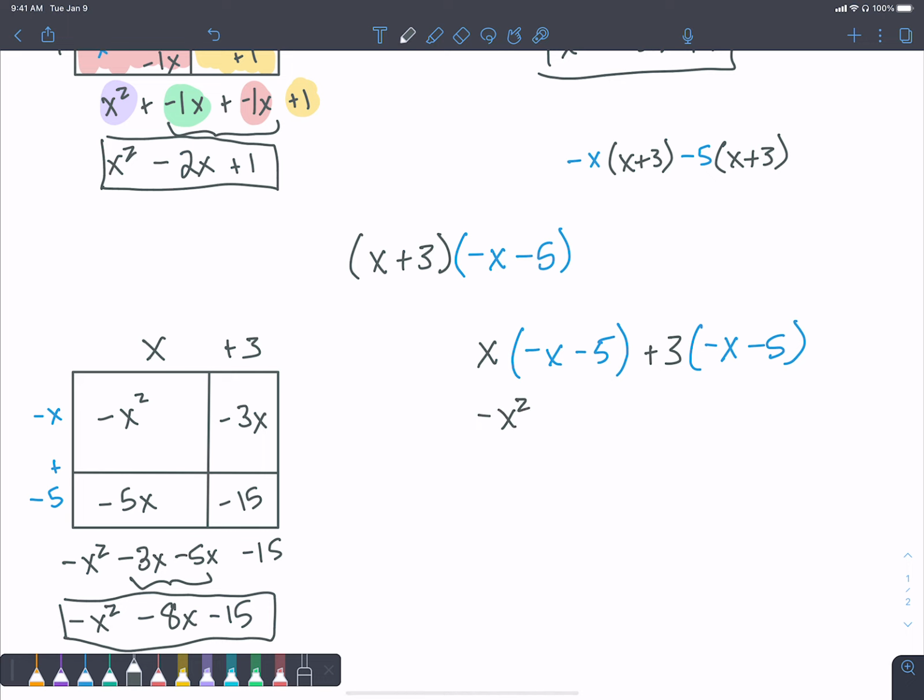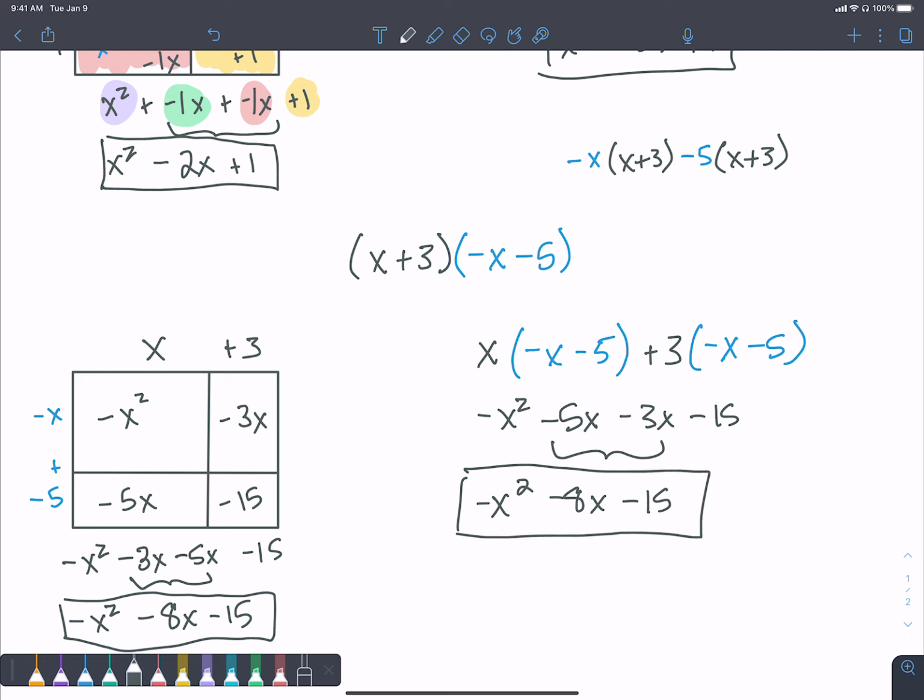So we got negative x squared. X times negative 5 is minus 5x. We know exactly where this is going. Positive 3 times negative x, so we have minus 3x. And then we have positive 3 times minus 5, minus 15. Combine these similar or like terms, and we end up with negative x squared minus 8x minus 15. And we have now multiplied together two binomials, even if they've got positives and negatives mixed in there.